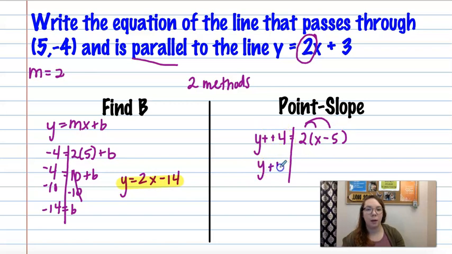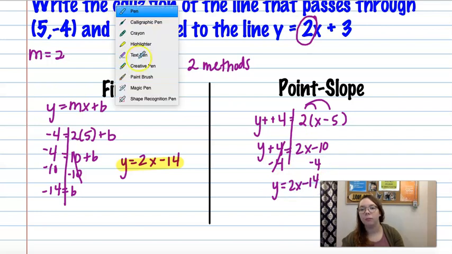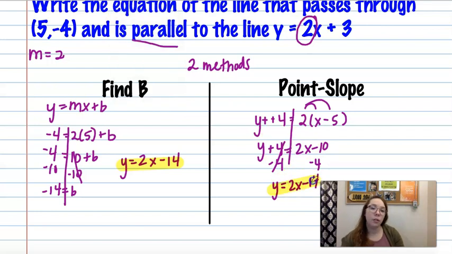So this is the same as y plus 4. And I have 2x minus 10. And then I can subtract 4 from both sides. And I get 2x minus 14. And you can use whichever method you like, whichever one you prefer.